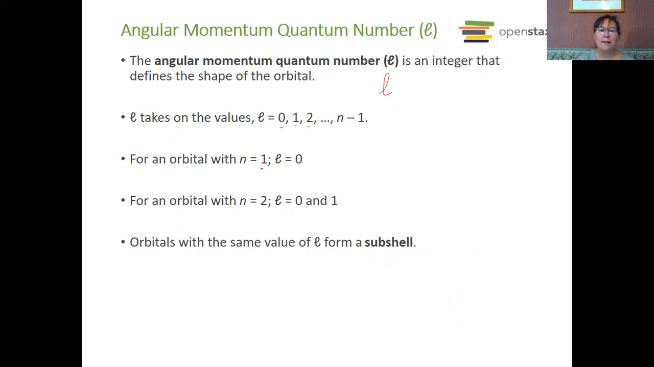So for an orbital where n equals 1, l equals 0. When n equals 2, l can be 0 and 1. And orbitals with the same value of l form a subshell. So l equals 1 is a subshell, and l equals 0 is a subshell within n equals 2. So that's how that works.